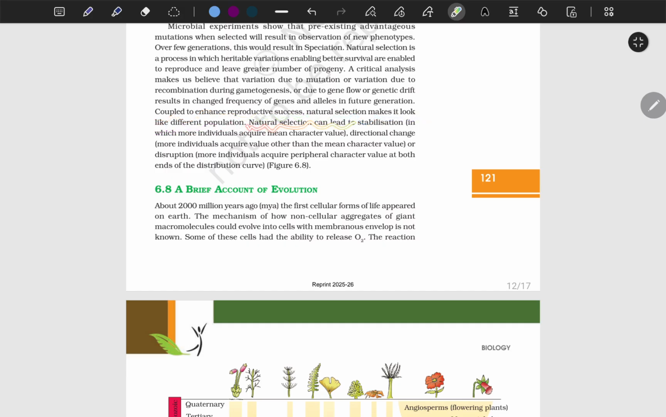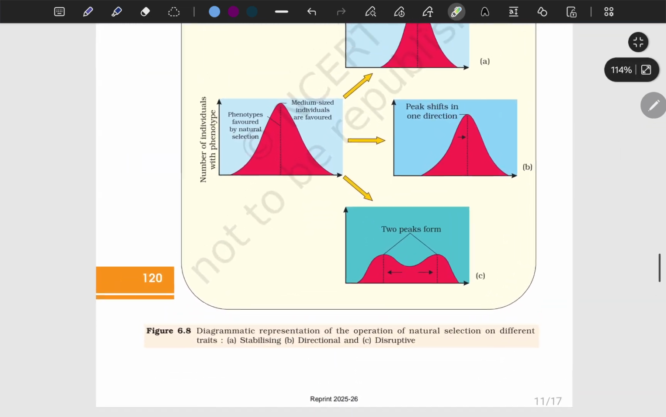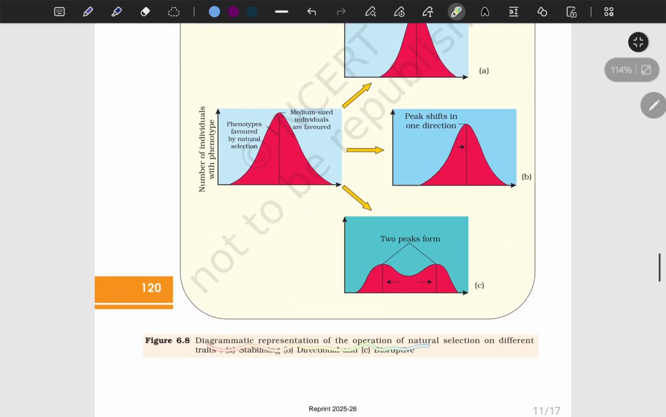Natural selection can lead to stabilization, in which more individuals acquire the mean character value; directional change, in which more individuals acquire a value other than the mean character value; or disruption, in which more individuals acquire the peripheral character value at both ends of the distribution curves. Let's see these in the diagrammatic form. Diagrammatic representation of the operation of natural selection on different traits: stabilizing, directional and disruptive.